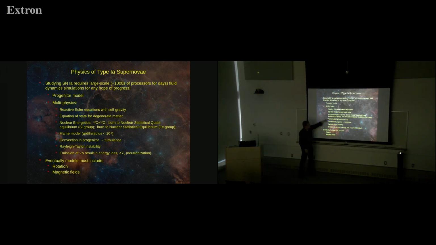We have to have a flame model. The compact white dwarf is about the size of the Earth. When it's born, the flame is that wide. That's 10 to 12 orders of magnitude, and no dynamical simulation can capture all of that.